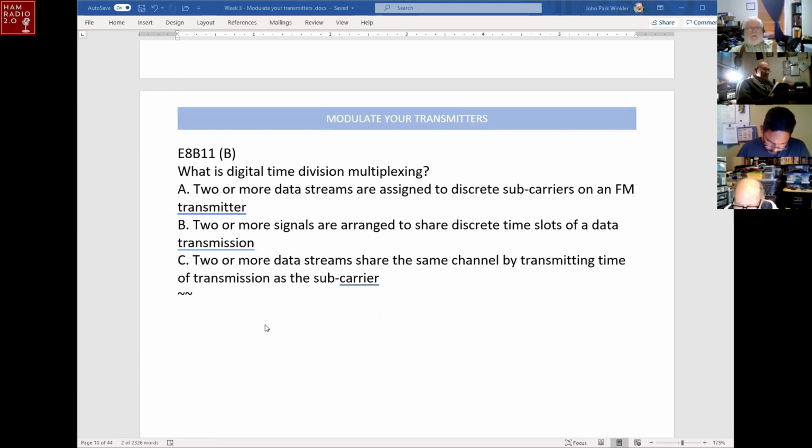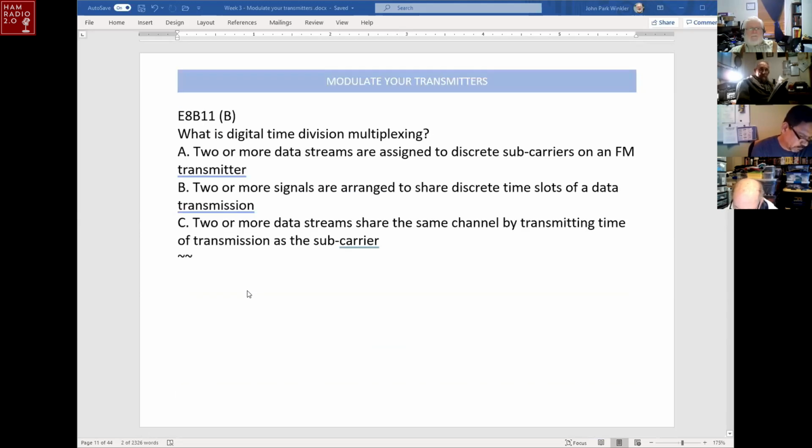Time division multiplexing is where you have assigned slots to each of your information streams, assigned slots in time. There's a good example in the book, page 99, where you've got a synchronizing signal, which would be a sync pulse, and then it shows 6 different time slots within the information that it's transmitting, and each time slot is assigned to a different information stream. Some can be analog, some can be digital. It's just that each information stream gets its own time slot. Okay. I wonder how when I copied that, I got that messed up. Anyway, answer is B. It's 2 or more signals arranged to share discrete time slots of data transmission.